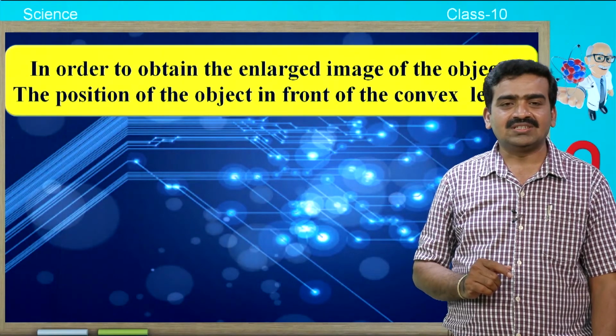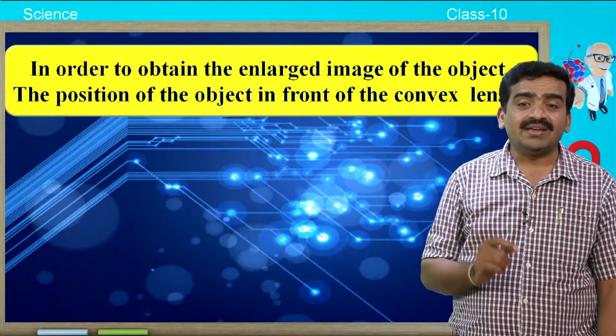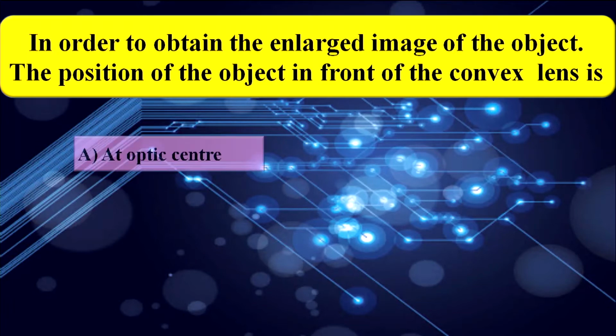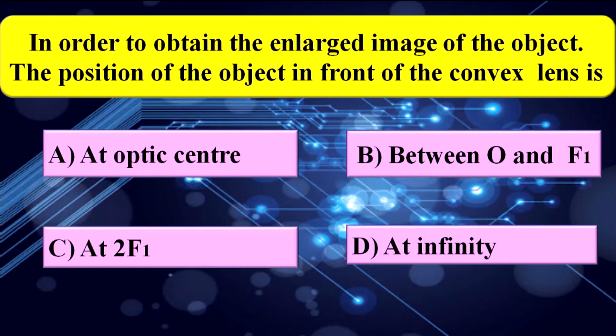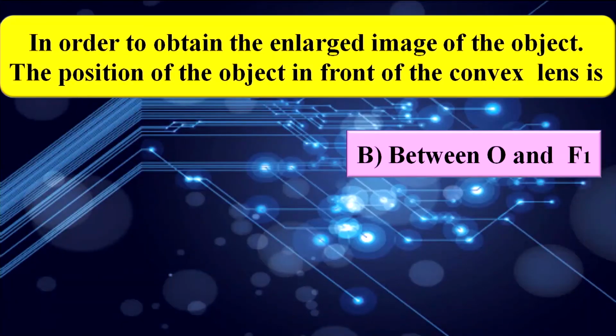The next question is, in order to obtain an enlarged image of the object, the position of the object in front of the convex lens is. The 4 options for this question are A, at optic center; B, between O and f1; C, at 2f1; D, at infinity. Then the answer for this question is B, between O and f1.